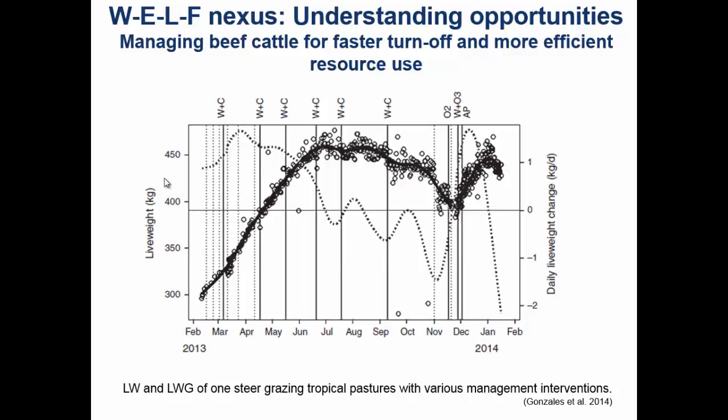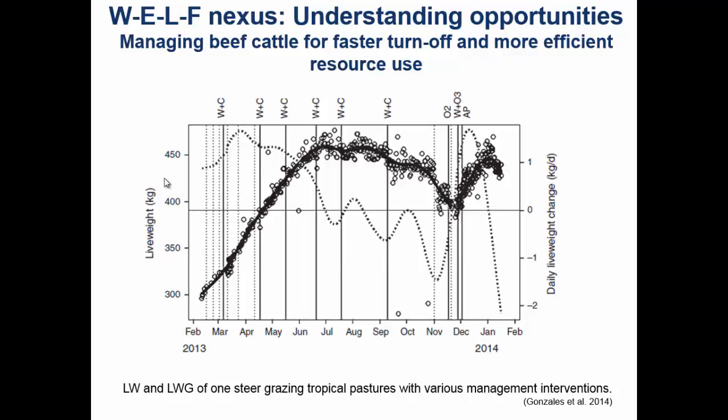What it does is plot, the dots here are actual weighings of animals. In Australia, many of our animals are only seen once a year at annual muster. But in this study, our animals were weighed regularly. This hard line is the model. This dotted line is the actual daily live weight change. These vertical lines are where interventions occurred, for instance, shifting paddocks.